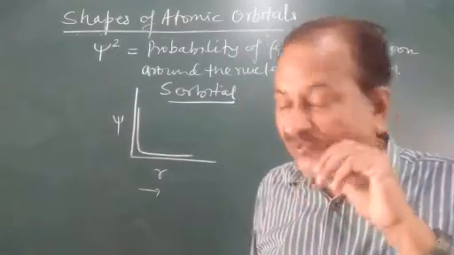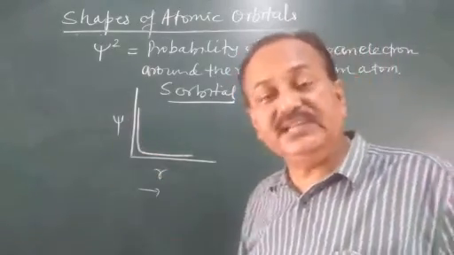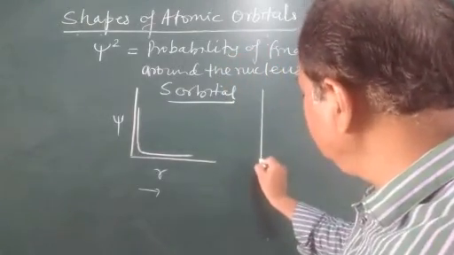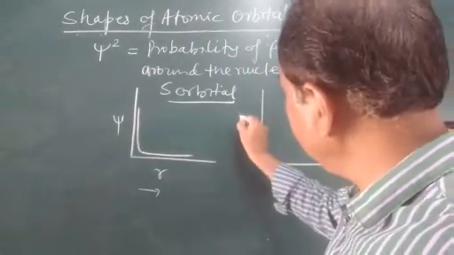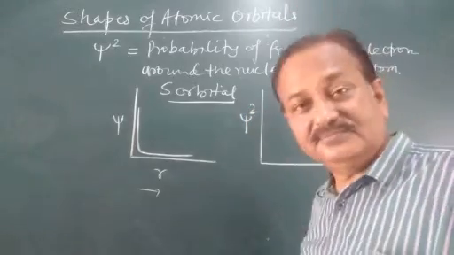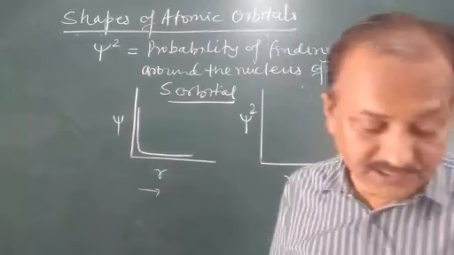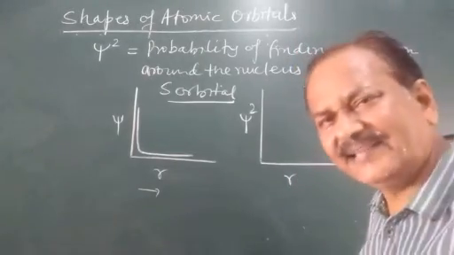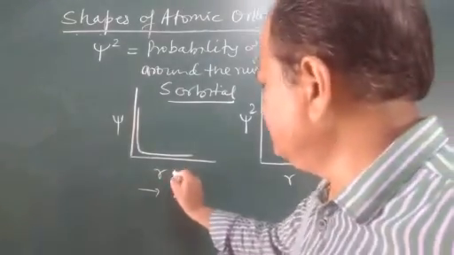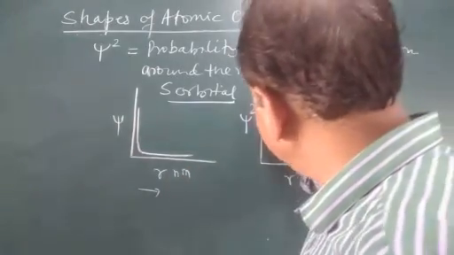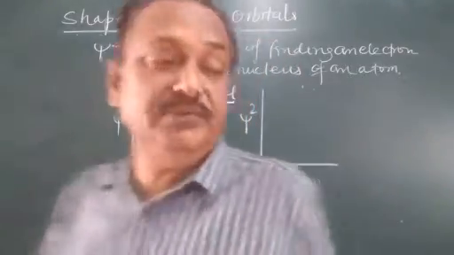But you know what happens? Psi has no physical significance. So what do we have to do? We have to draw for the psi square. And here the distance r is basically in nanometers. So exactly when we square, what will happen?